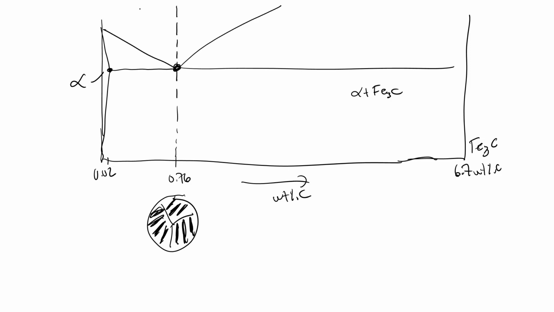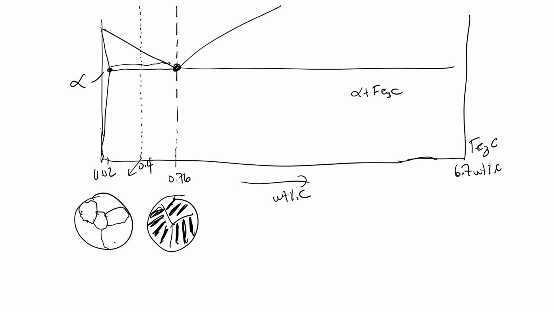Now, how would a steel look right here if I was about midway in between? By the way, that's about the 1040 steel that we just looked at, and we'll look at it again in a second. What's it going to look like right here at 0.4? Well, I'm going to have about half and half alpha.